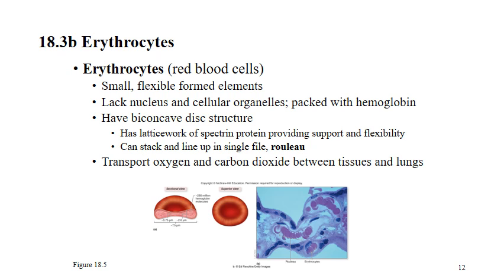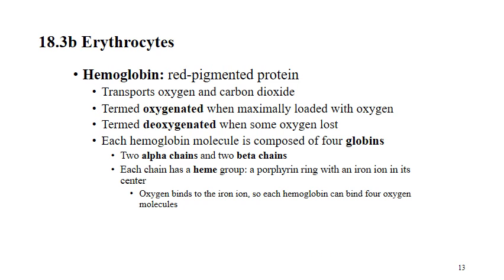They transport oxygen and carbon dioxide between the tissues and lungs, and the way they can do that is because of the fact they're just absolutely packed with this hemoglobin protein. So hemoglobin is a red pigmented protein, hence the color of our blood. And again, it's made for transporting the gases oxygen and carbon dioxide. The hemoglobin is going to be considered oxygenated when it's maximally loaded with oxygen, and deoxygenated when some of the oxygen is lost.